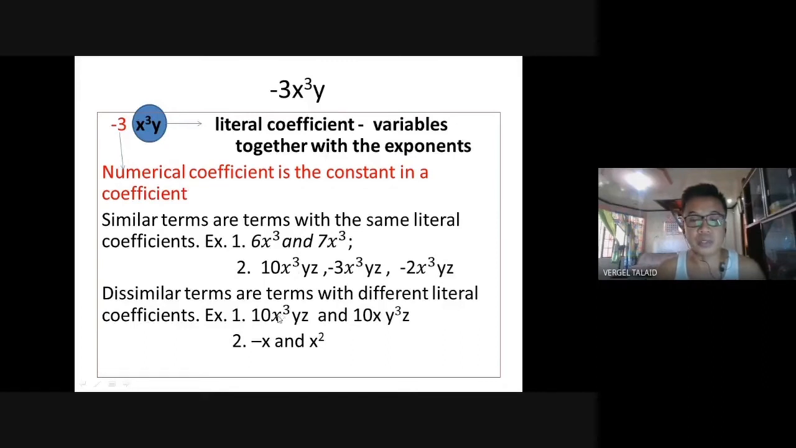While dissimilar terms are terms with different literal coefficients. So x cubed yz and x y cubed z are different. Take note that in x cubed, the exponent of x is 3, while in the second term we have only 1. Y is 1 and y is cubed. So they have different literal coefficients, so they are dissimilar terms. The same also with number 2, negative x and x squared. So they are different, therefore they are dissimilar terms.